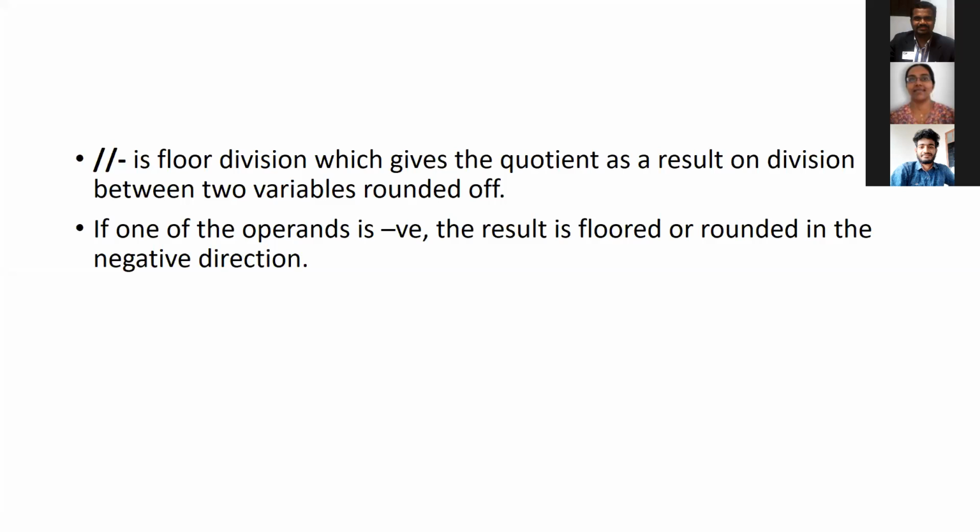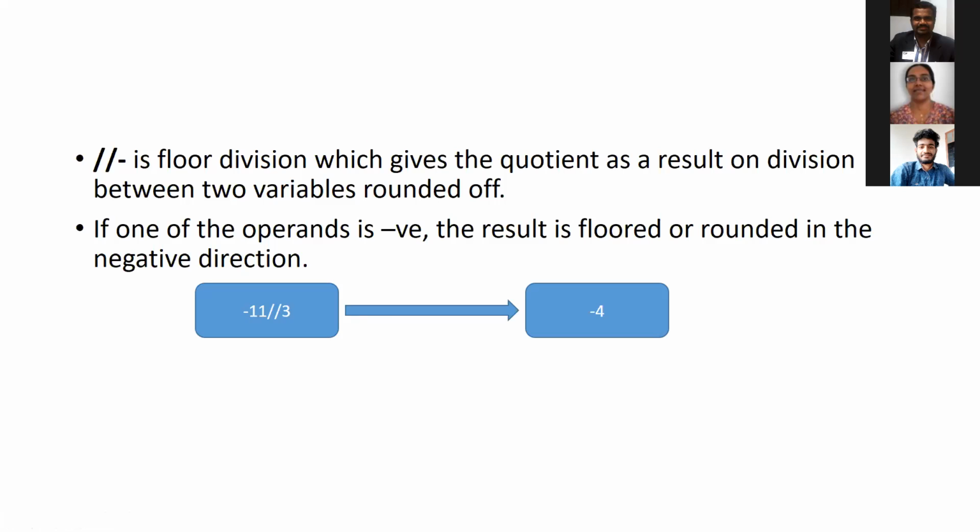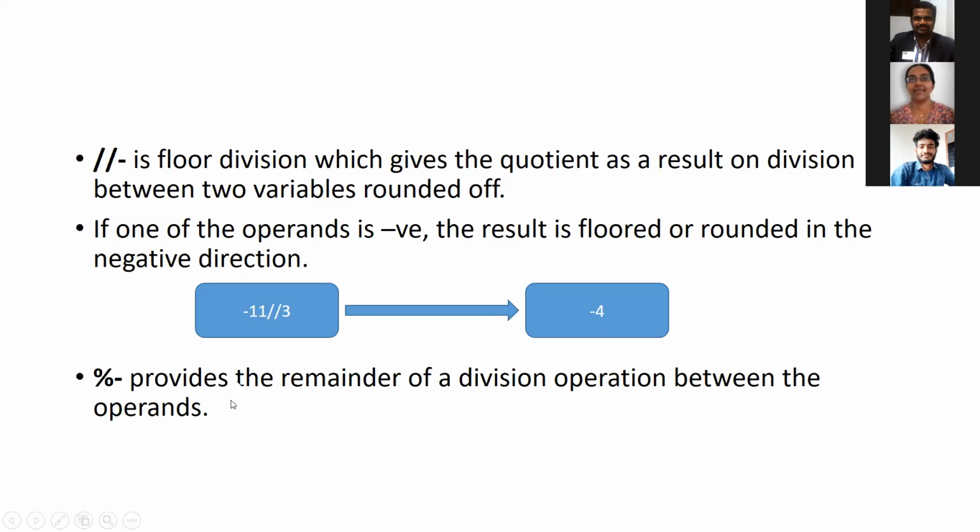So as we see, it should give you the quotient, right? 5 divided by 3 should be 1. If one of the values is negative, things slightly change. It will round it off to the other direction. So -11 divided by 3 should give you -3 point something, but instead of rounding to -3, it goes to the negative direction and rounds off to -4, right? So that changes when you have one negative value.